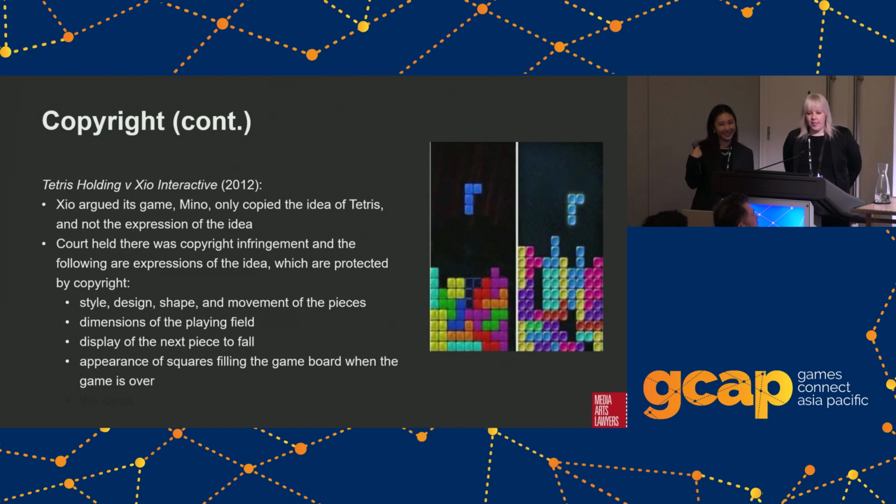And contrasting to that, there's also a more recent case between Tetris Holding and Zeo Interactive. So Zeo argued that its game, which is called Mino, which is the one on the right, only copied the idea of Tetris and not the expression, and because the idea is not something that can be copyrighted, they were arguing that they didn't infringe the copyright, but the court held that there was copyright infringement and the following things are expressions of the idea and protected by copyright. So the style, design and shape and movement of the pieces, the dimensions of the playing field, the display of the next piece to fall, and the appearance of squares filling the game board when the game is over. So you can see from these images that they're basically exactly the same other than some slight stylistic differences.